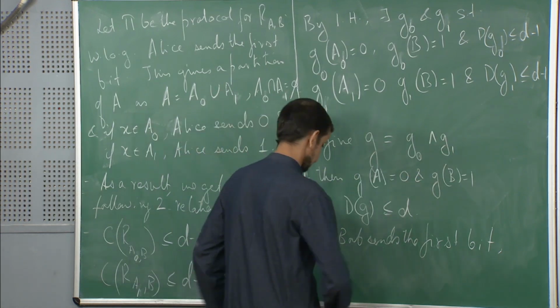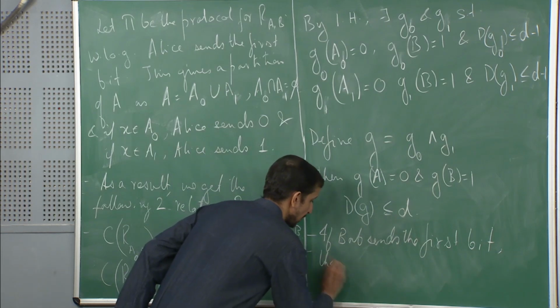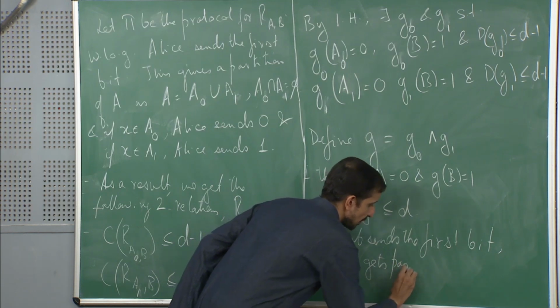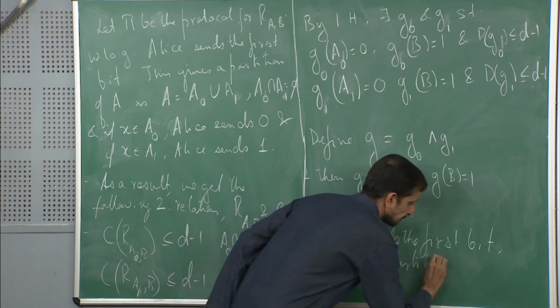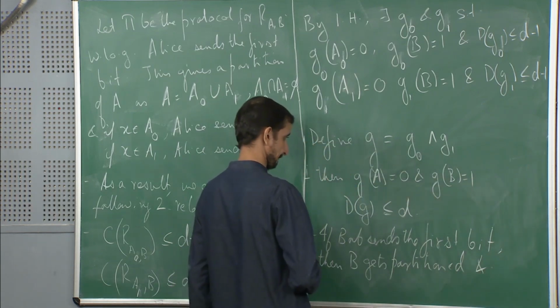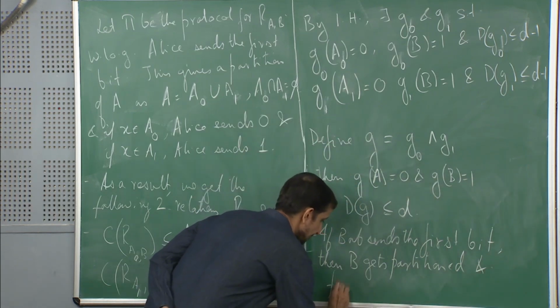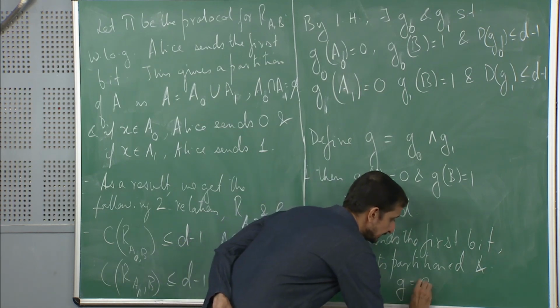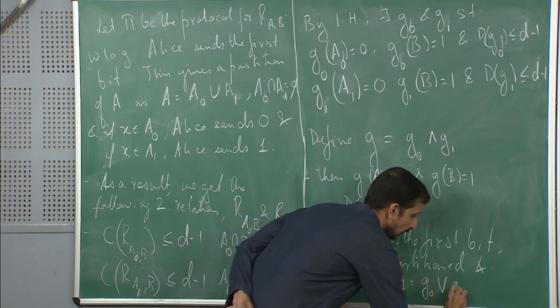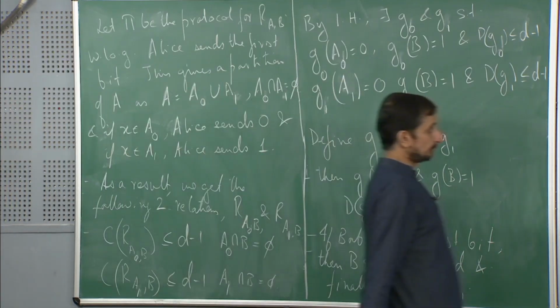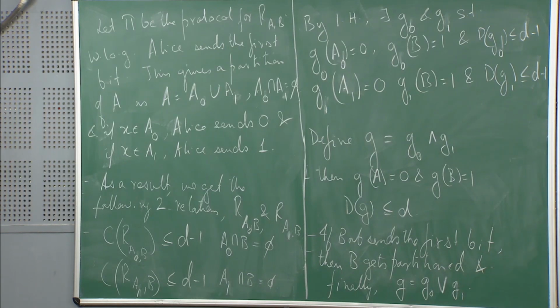And finally, the function G that you compute will be G0 or G1. Okay, so if Bob sends the first bit, then B gets partitioned and finally G will be equal to G0 or G1. Okay, and that completes the proof of the lemma.